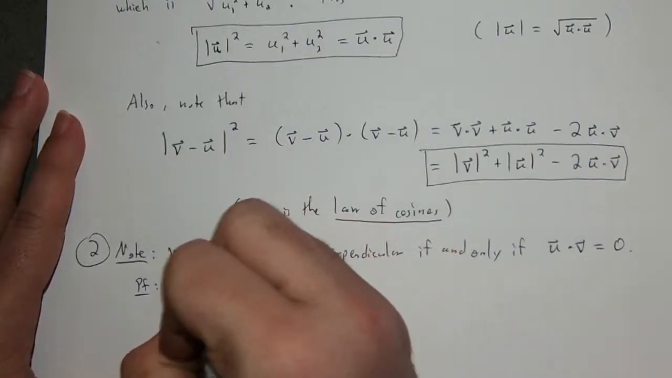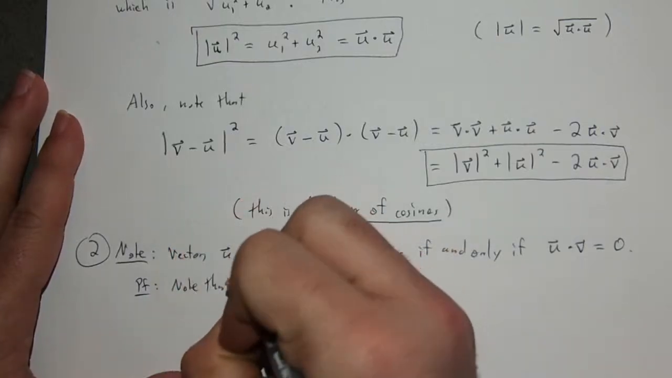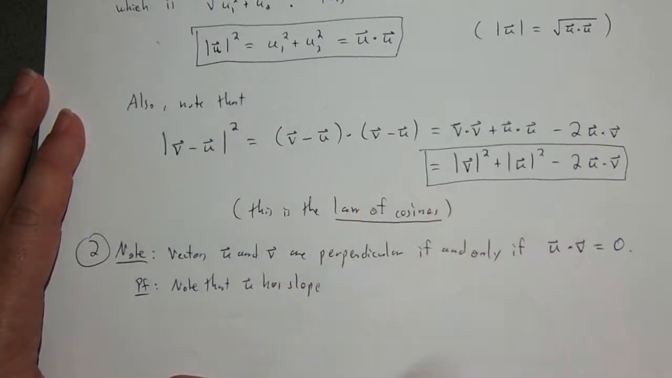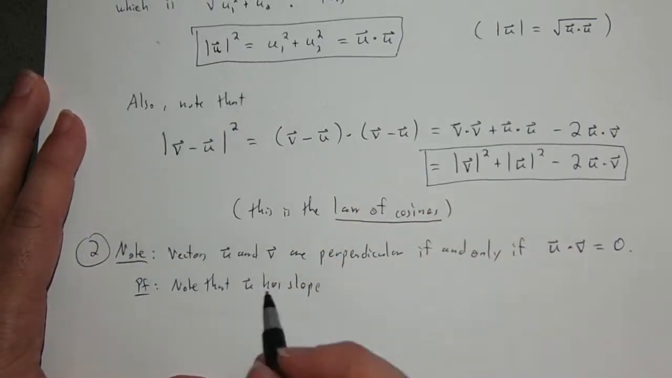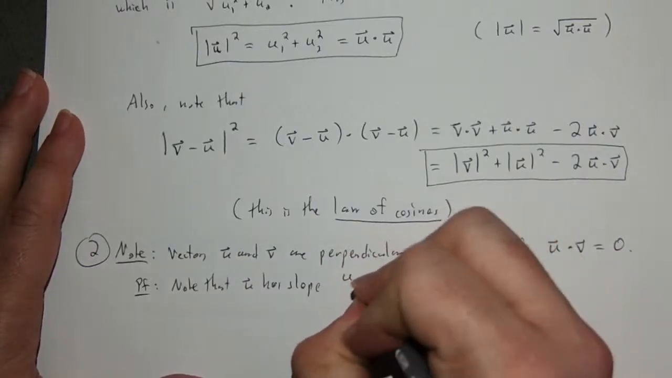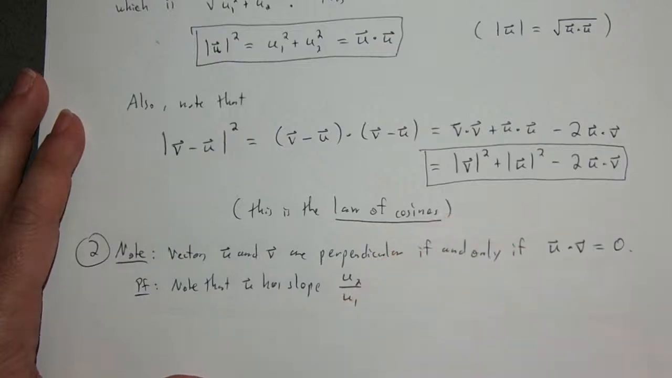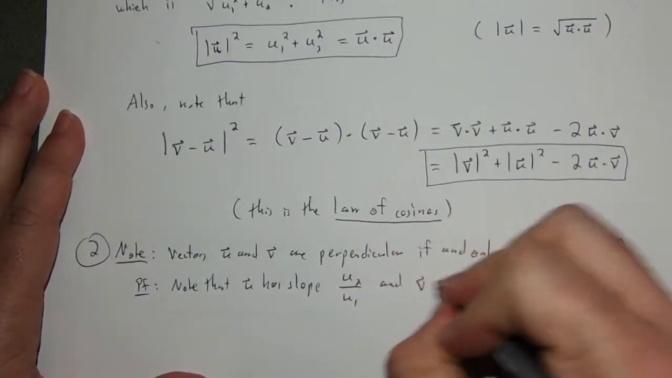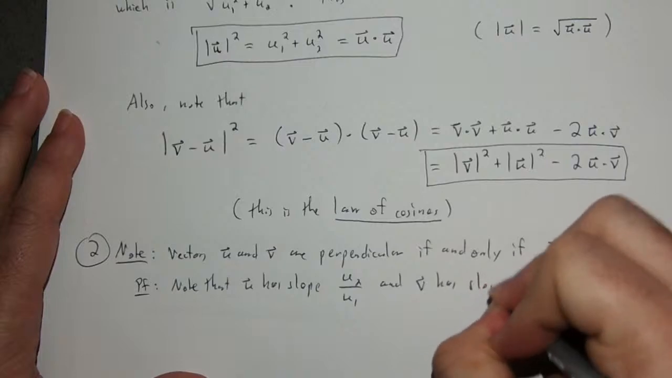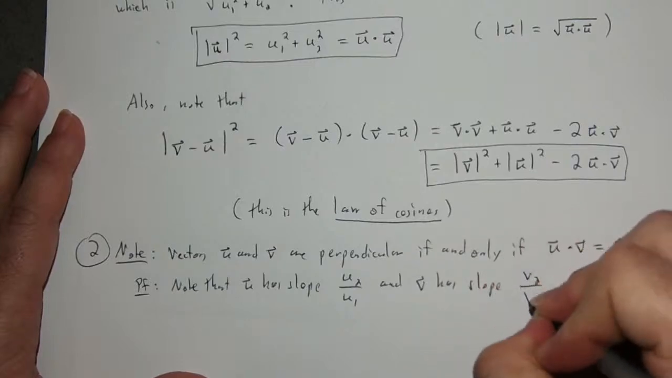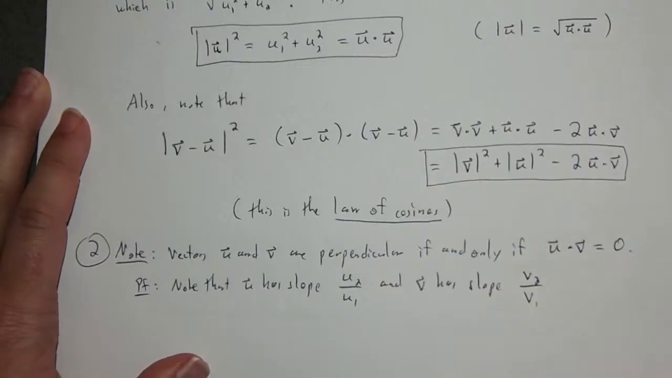Note that u has slope, if you think of the line from the origin to u, the line in the direction of u from 0. Rise over run is just u sub 2 over u sub 1. And v has slope v sub 2 over v sub 1.